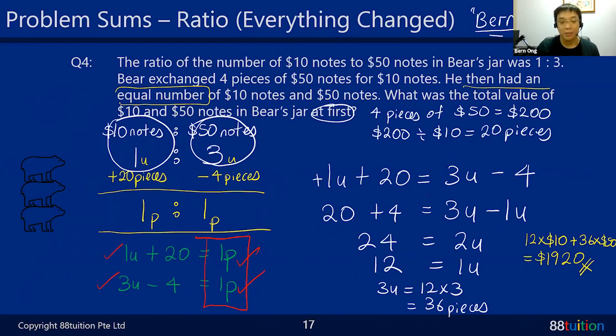Okay, and the rest of you, question 5 is your homework. All right, the answer, as I said, is $36. It's very similar to question 4. You can do it. The next lesson, I will go through it with you, and we'll go into something called percentage.